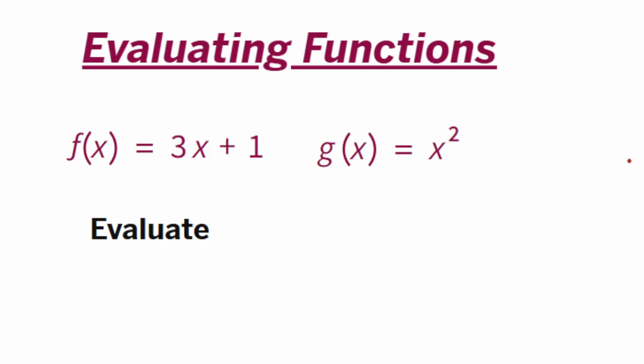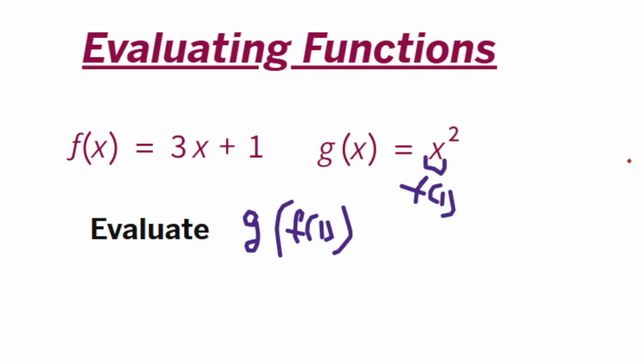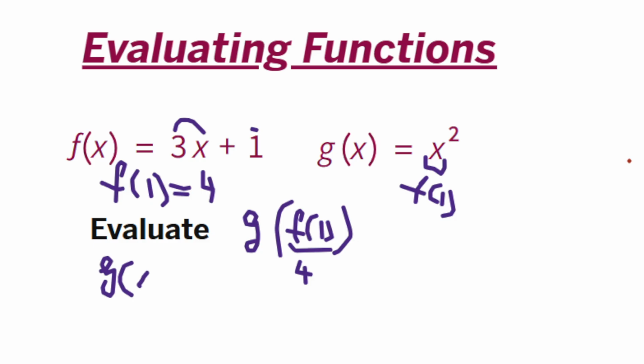Now, what if the question was evaluate g of f of 1? So that means instead of this x in g, we'll substitute f of 1, right? Because we need to find g of f of 1. Now let's find f of 1 first. F of 1 is 3 times 1 plus 1. 3 times 1 is 3 plus 1 is 4. So we will do g of 4. G of 4 is equal to 4 squared, which is 16. Do you get that?